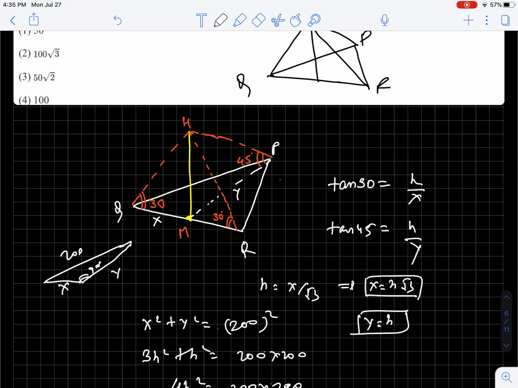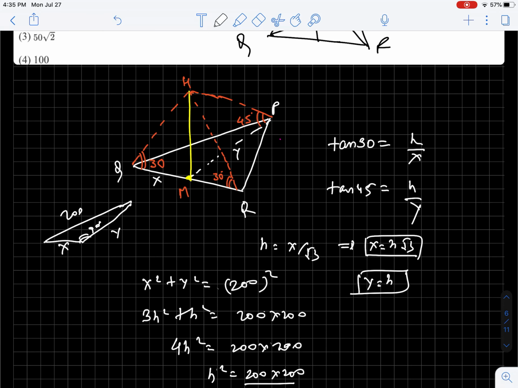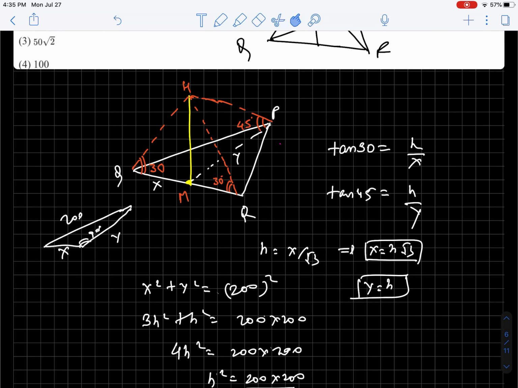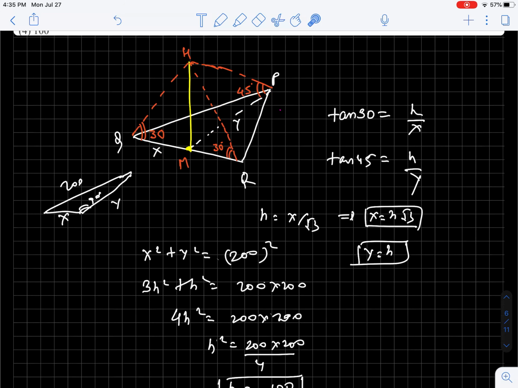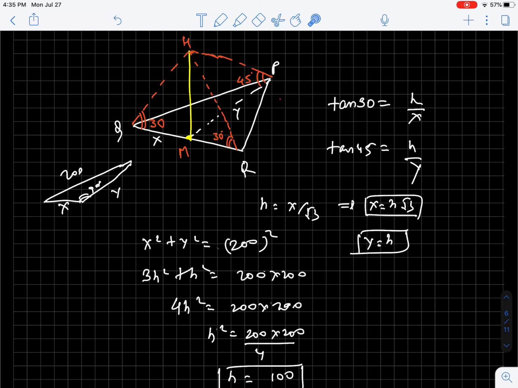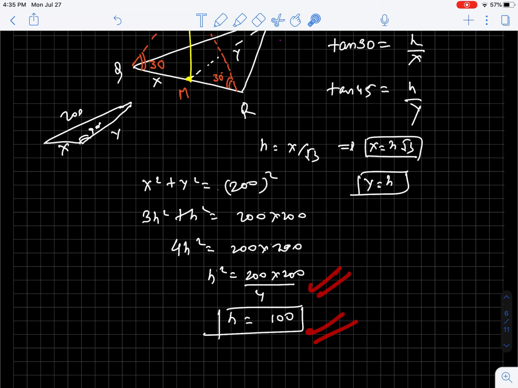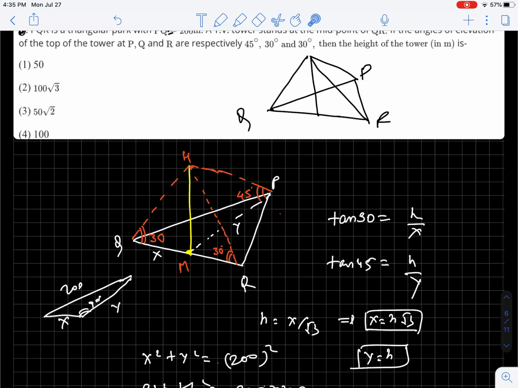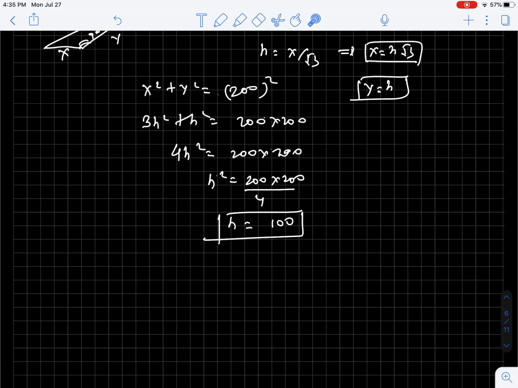Can we apply Pythagoras theorem? According to Pythagoras theorem for this triangle, x square plus y square equal to 200 whole square. Because x equal to root 3h, 3h square plus h square equal to 200 into 200, 4h square equal to 200 into 200, h square equal to 200 into 200 divided by 4, and h equal to 100 meter. And height of this tower is 100 meter.